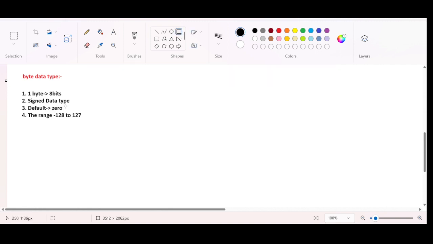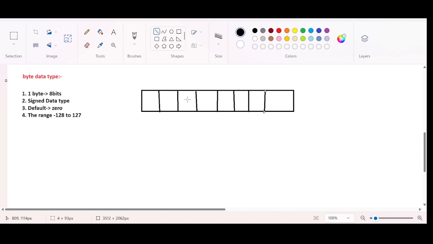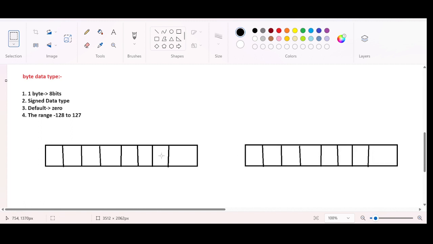Before understanding the signed data type concept, I have already said that the size of byte is 1 byte. One byte is also called a collection of 8 bits. This is how it can be represented from the memory perspective. This is how the 8 bits look. Here I am trying to differentiate the negative numbers and the positive numbers.